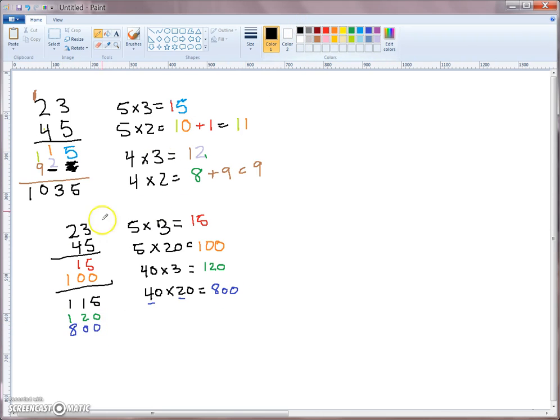Now let's add that up. 5 and nothing, 1 and 2, 8, 9, 10. So as you can see, same answer, just a different method of doing it.